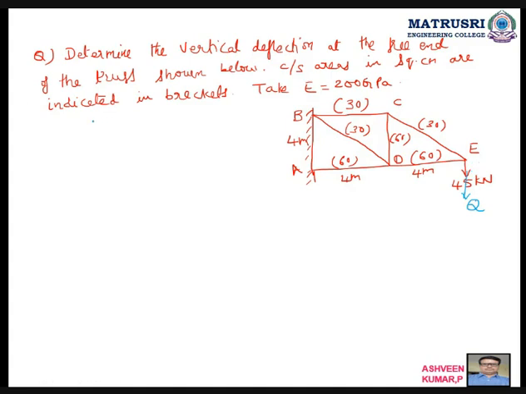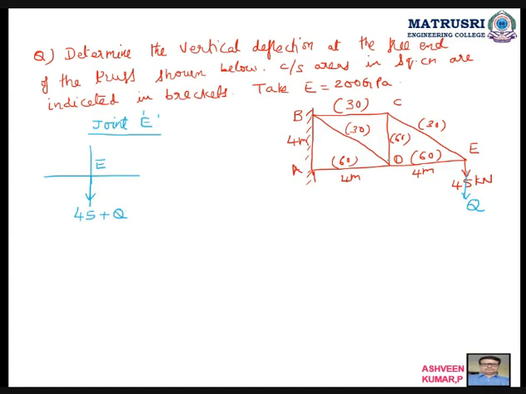Method of joints means first we go for the free end joint E. Joint E, I'll draw the force diagram. Please concentrate, all of you. This is E. The load at E is 45 and Q, downward, so I'm writing 45 plus Q here.